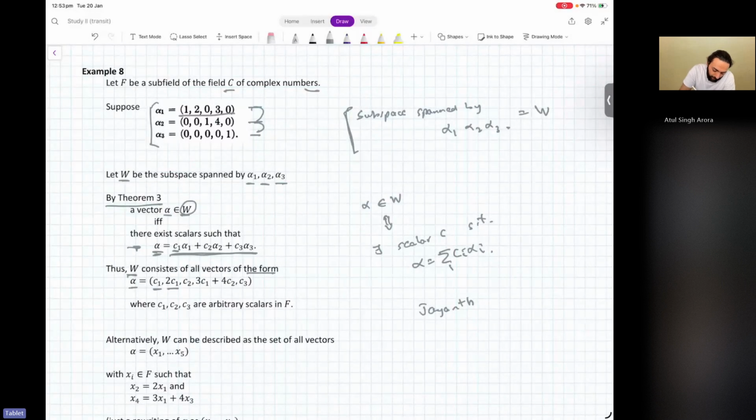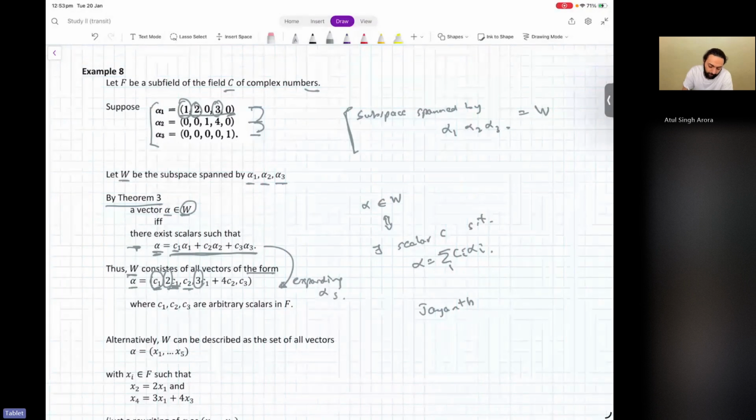So here we have c1 because this was 1. The second coefficient of c1 is 2, because this is 2. And then in the third one, there's no contribution. In the fourth one, there's 3. And then in the fifth one, there's no contribution. So basically, we're just writing out, expanding the alphas. Is that clear?